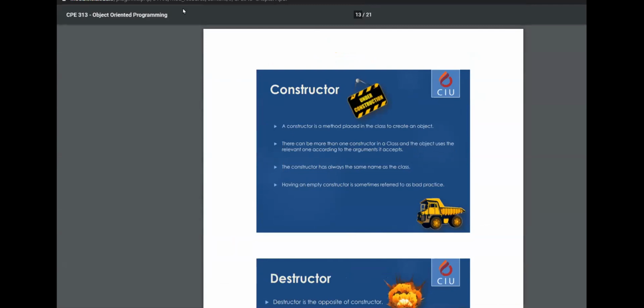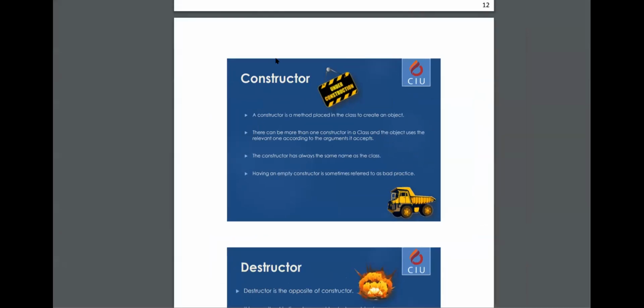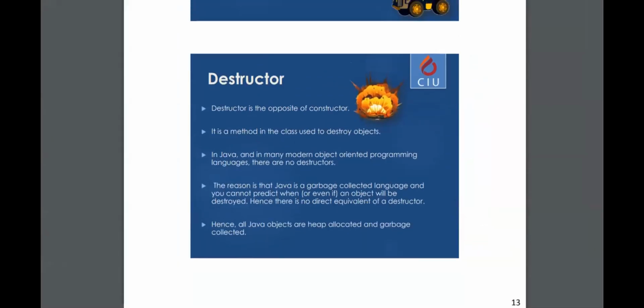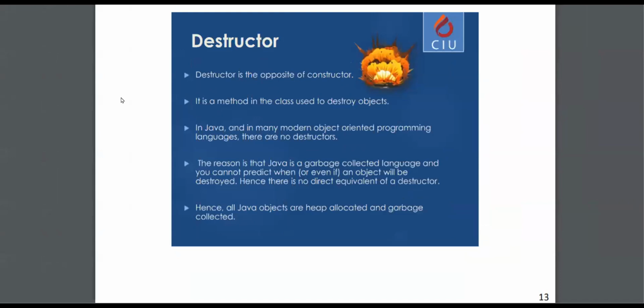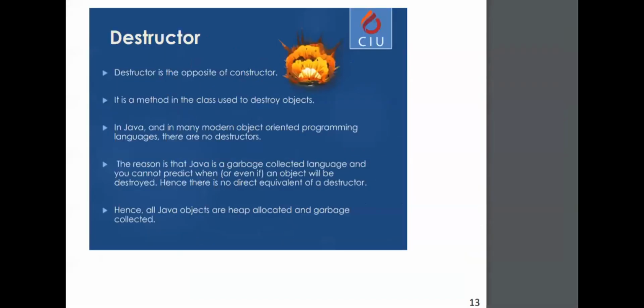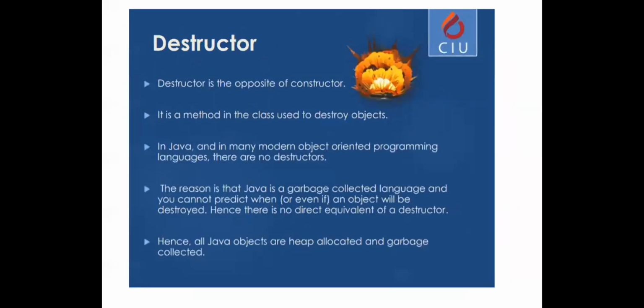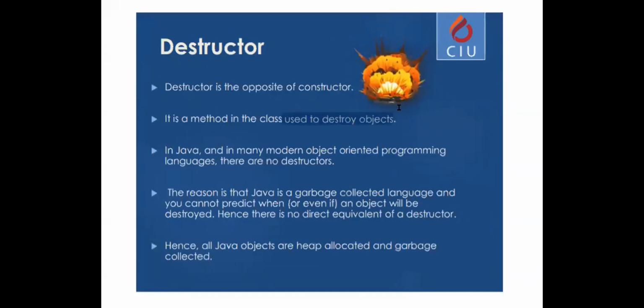So far, we talk about constructor and destructor. The destructor is basically something you don't have to worry about in Java because it is done automatically. Destructor is the opposite of constructor. It is basically a method in the class to destroy the object. So when you are done with the object, it has to be destroyed. Otherwise, it occupies space in the RAM and your computer slows down.